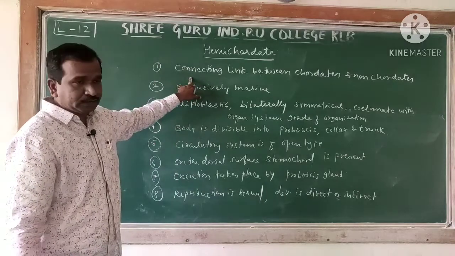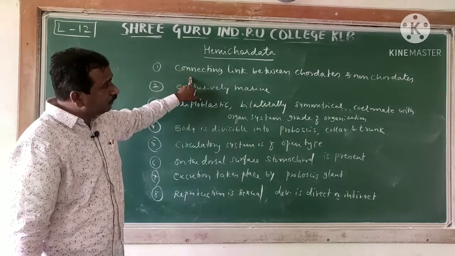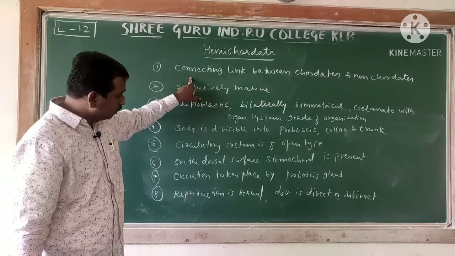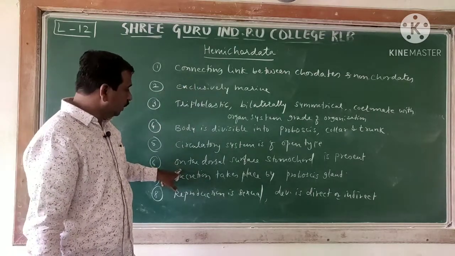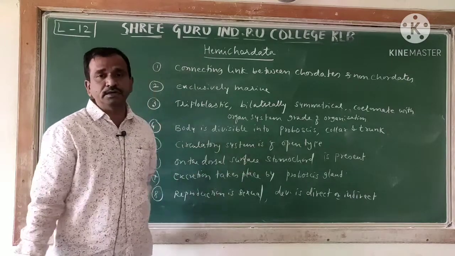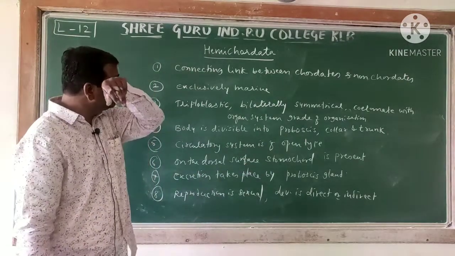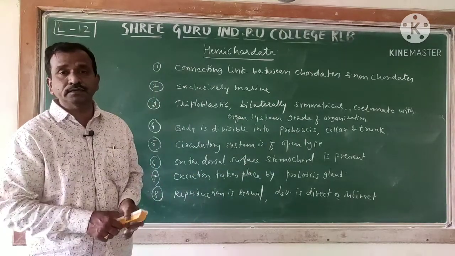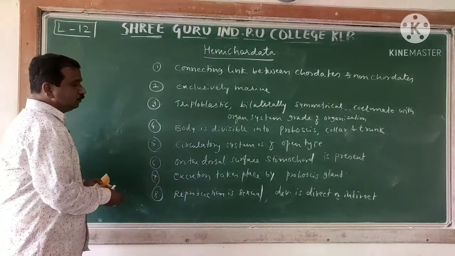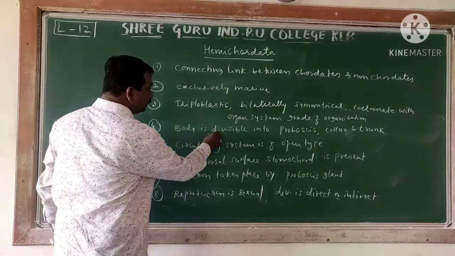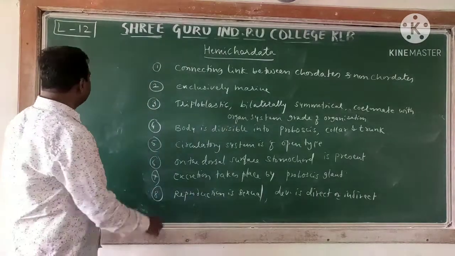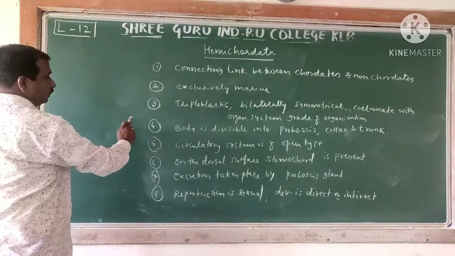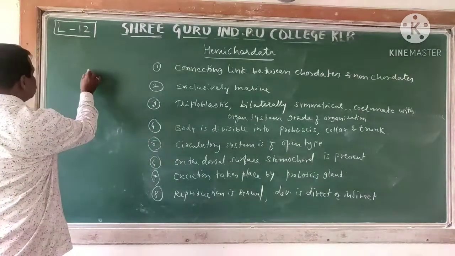So next, why is it a connecting link between chordates and non-chordates? Because of the sixth character: on the dorsal surface the stomochord is found. This is a unique feature. Although we are studying it later, the body is divisible into proboscis, collar and the trunk. This is the unique feature.